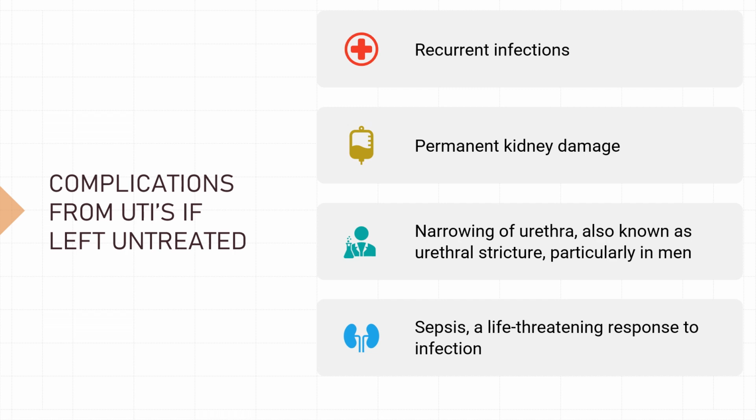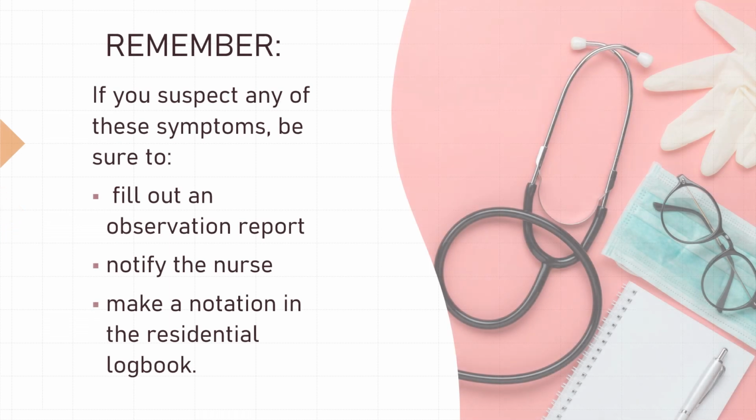They can get recurrent infections, permanent kidney damage, narrowing of the urethra, also known as urethral stricture, particularly in men, or sepsis, a life-threatening response to an infection. So remember, if you suspect any of these symptoms, be sure to fill out an observation report, notify the nurse, and make a notation in the residential logbook.